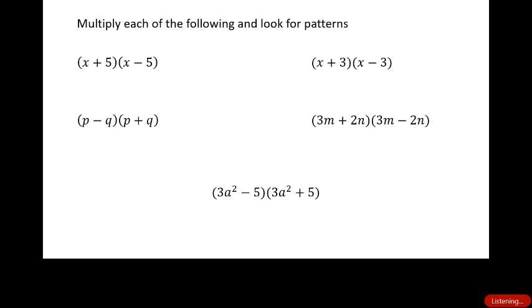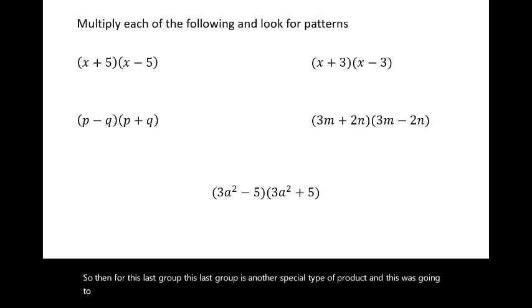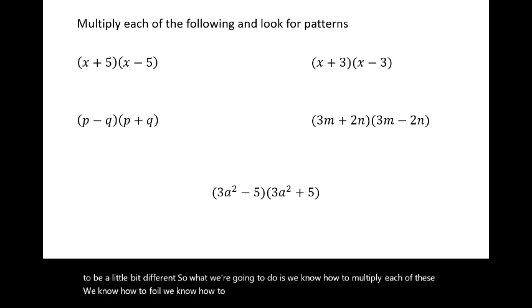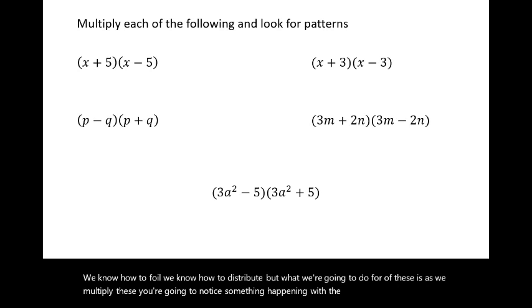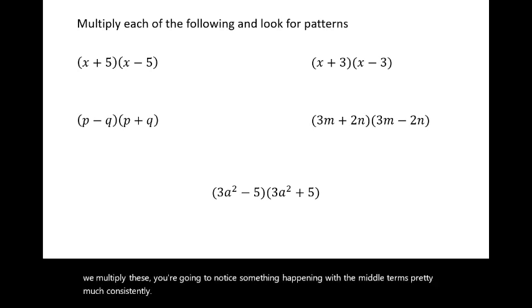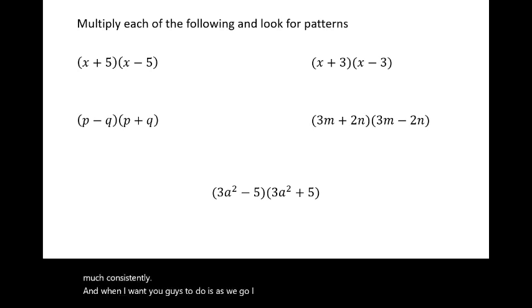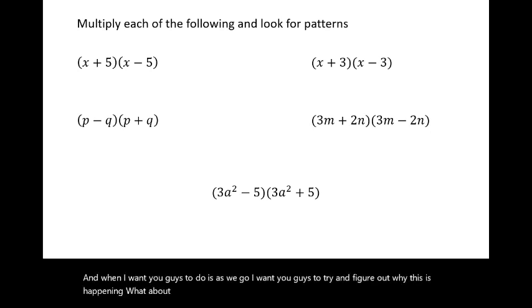So then this last group is another special type of product, and this one's going to be a little bit different. We know how to multiply each of these. We know how to FOIL, we know how to distribute, but as we multiply these, you're going to notice something happening with the middle terms pretty much consistently. And I want you guys to try and figure out why this is happening. What about the original polynomials is causing this to happen with the middle terms?